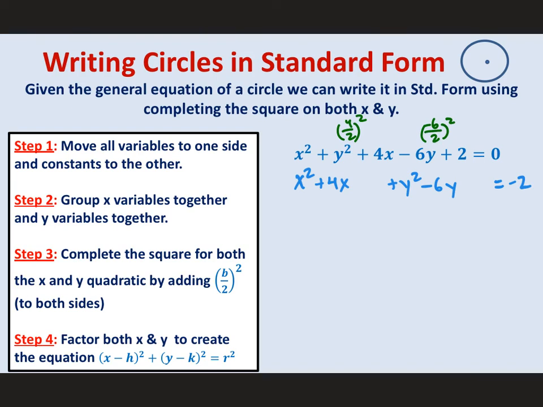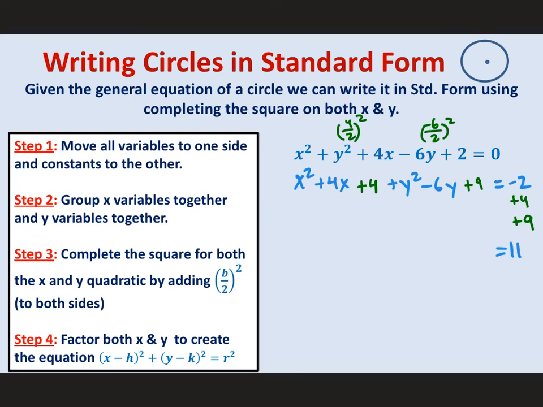4 divided by 2 is 2, 2 squared is 4, so I'm going to add 4 right here to complete that square. I'll also add it to the other side. And then -6 divided by 2 is -3, -3 squared is 9, so I'm going to add 9 right here and also add it to this side as well. So that's 13 minus 2 on my right-hand side. 13 minus 2 is 11.